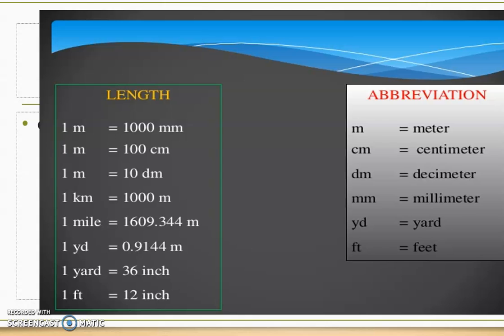1 meter is equal to 1000 mm, 1 meter is equal to 100 centimeter, 1 meter is equal to 10 decimeter, 1 kilometer is equal to 1000 meter, 1 yard is equal to 0.9144 meter. So that's how we can convert the length unit in terms of meter, mm, centimeter, decimeter. So you must understand how to convert these units.